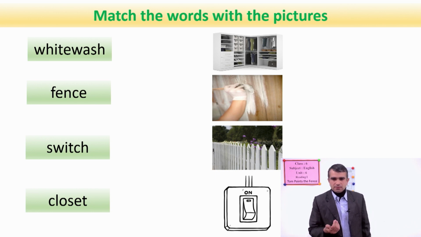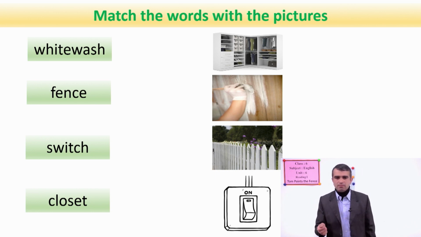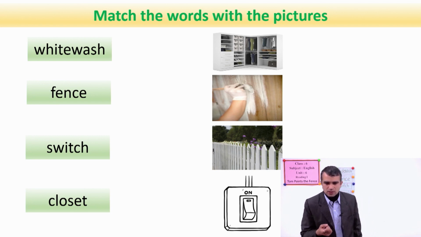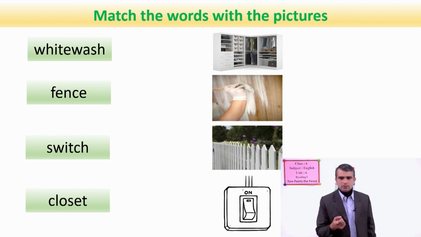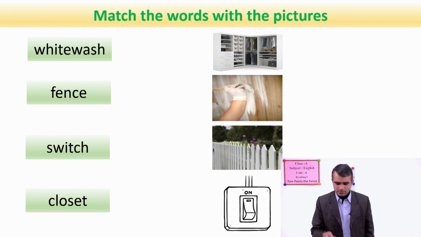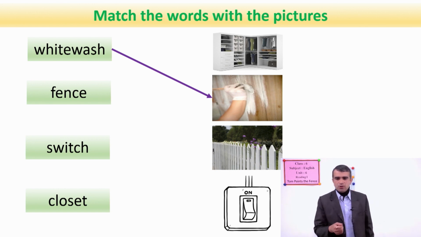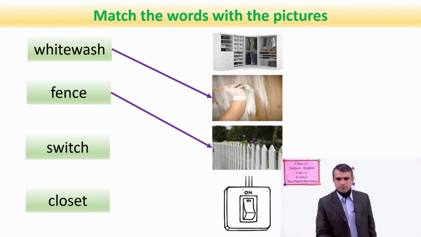Now you can see the picture and then words. You can match them. Now, what picture does whitewash represent? Which one is related to the word whitewash? First one, second one, third one, or fourth one? Very good. That is the second one. The second one is related to whitewash. You can see the picture whitewashing on the wall or on wood. Now second one, fence. Which one is the fence here? Is it the first one or third one or fourth one? Of course, this is the third one, the fence.